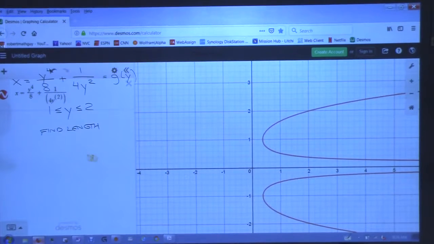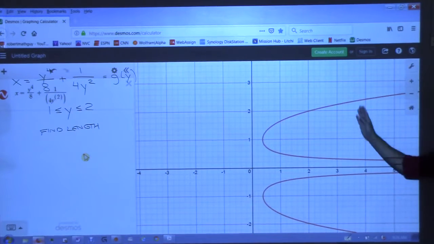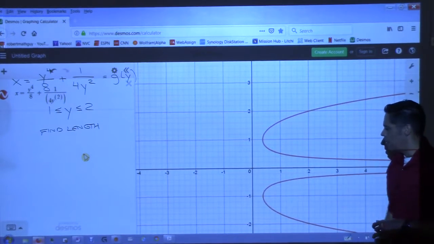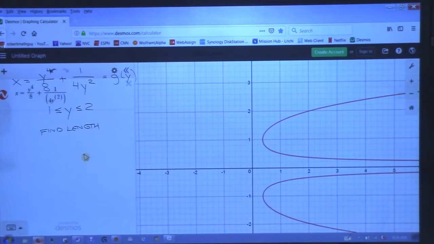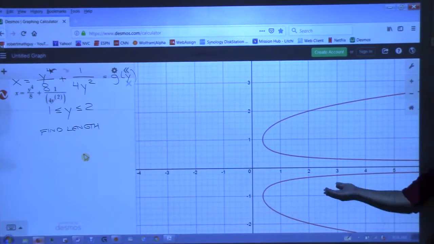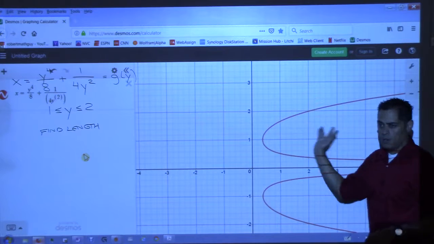So look at the curve. It's a weird looking curve, right? It's definitely not a function of x. It fails the vertical line test, but it is a function of y, right? Lines drawn this way only hit the graph once.